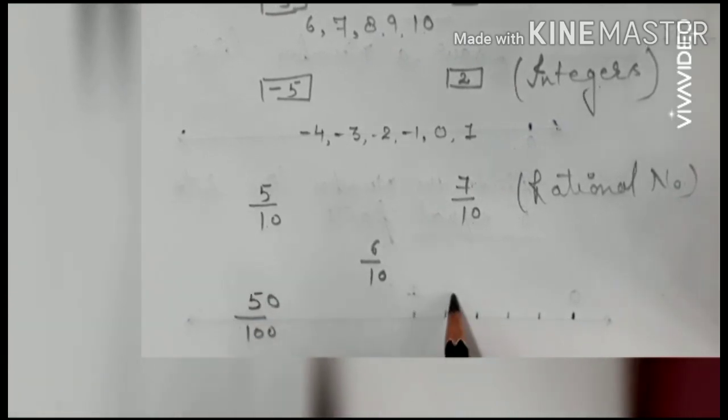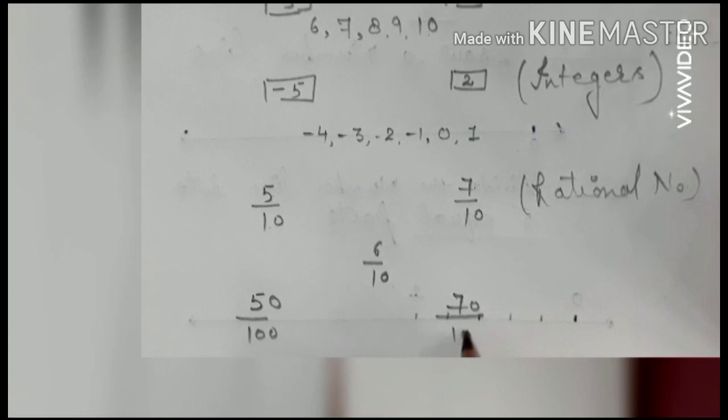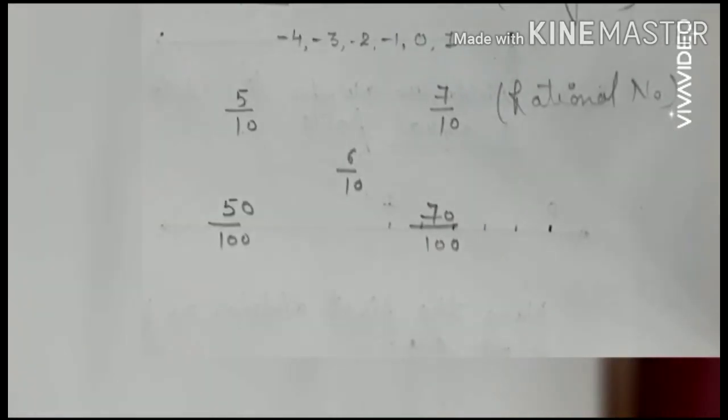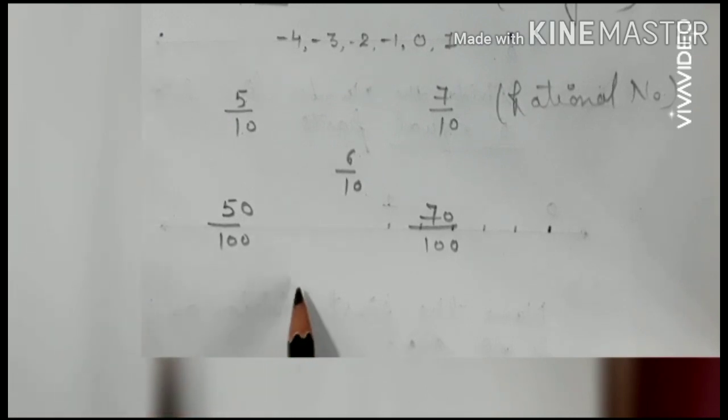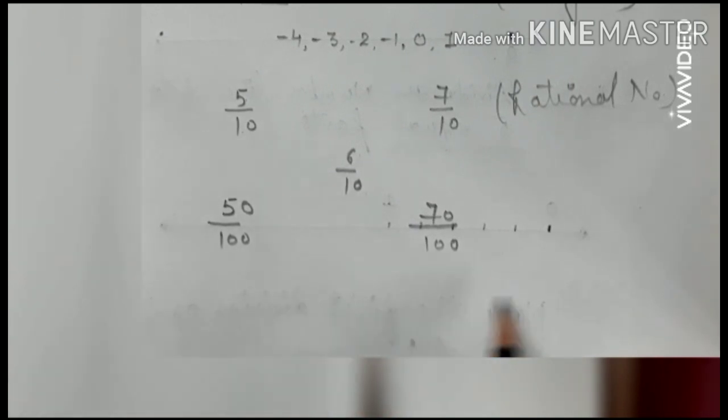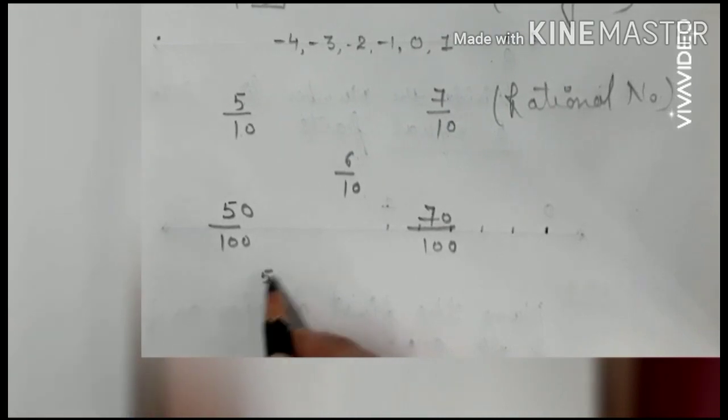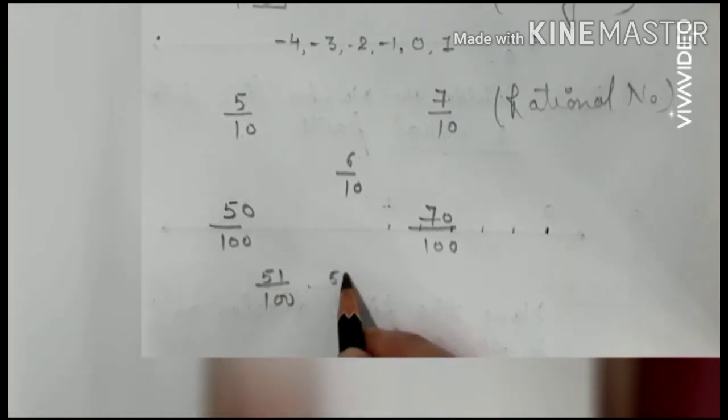But what if I write 5 upon 10 as 50 upon 100 and 7 upon 10 as 70 upon 100. Now you can see 51 upon 100, 52 upon 100, 53 upon 100, and so on up to 69 upon 100.